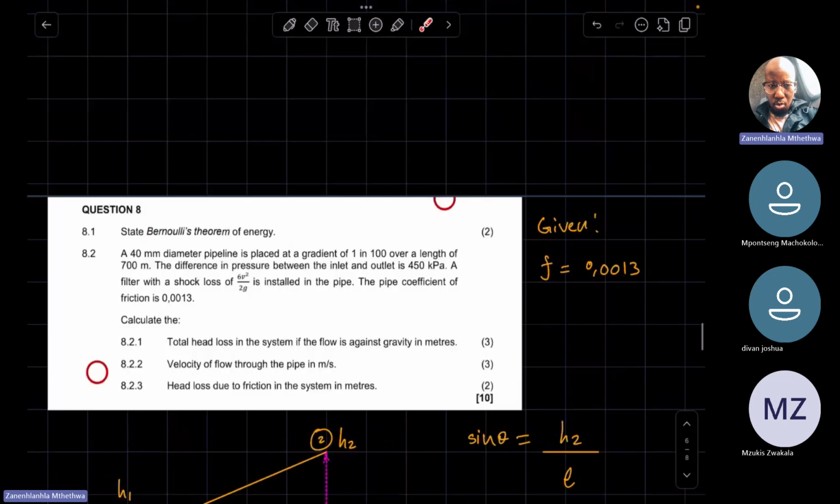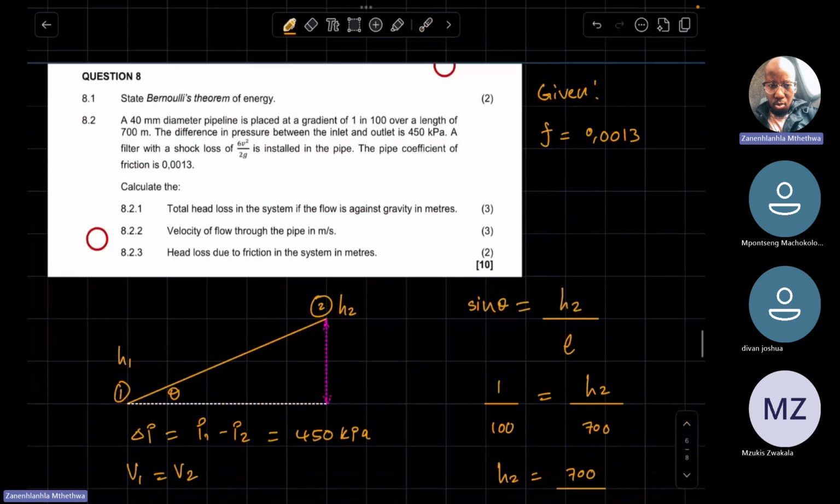Are there any questions for 8.2.2? No questions. Right. So let's move on to 8.2.3. Calculate the head loss due to friction in the system in meters. Like I explained.